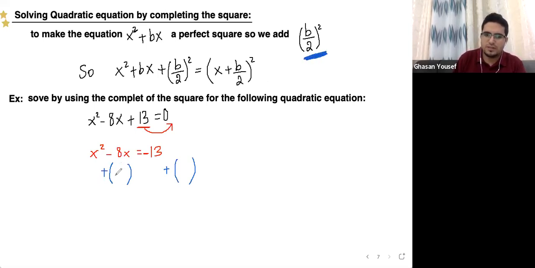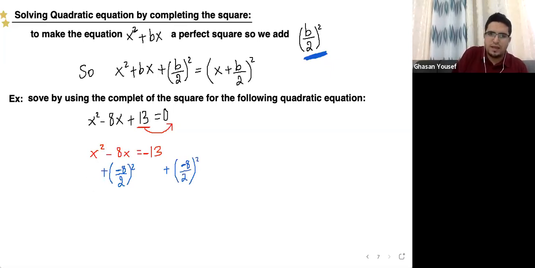So what is b here? B over 2 squared. Matthew said it is 16. B here is minus 8, over 2 is minus 4, and minus 4 squared is 16. This is correct. So minus 8 over 2 squared is 16.